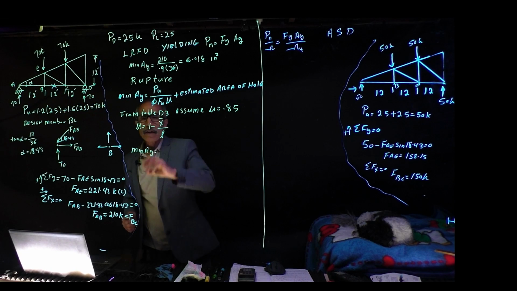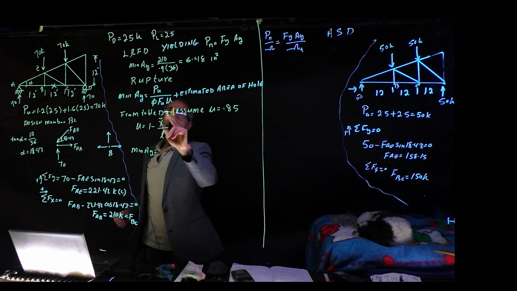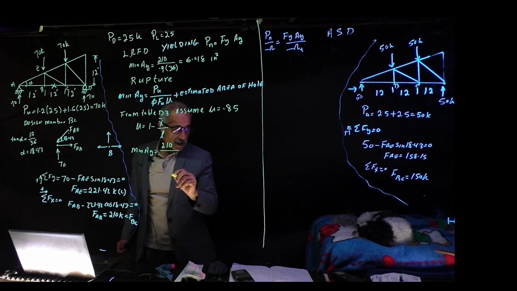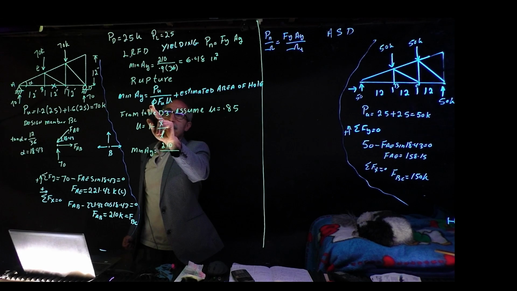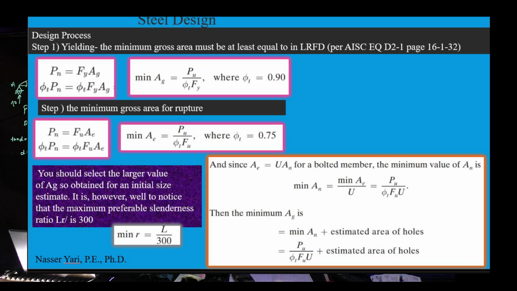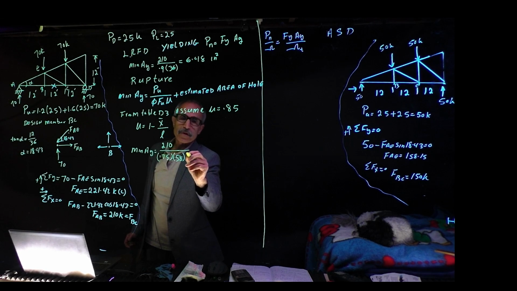So we're going to calculate the minimum Ag. Right now, that's where I am. Pu, which we said came out to 210, divided by phi for rupture, which is 0.75, multiplied by Fu, which is 58, and then we have U, which is 0.85.